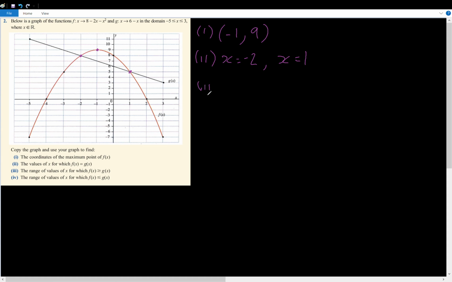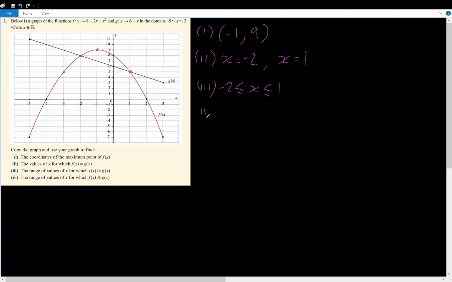For part 3, we're asked to find the range of values of x for which the f of x is greater than or equal to the g of x. In other words, the range of x values for which the curve is above the line. So in this case, it's going to be going from minus 2 to 1. In other words, minus 2 is less than or equal to x is less than or equal to 1, which just is a way of describing the x values between minus 2 and 1.